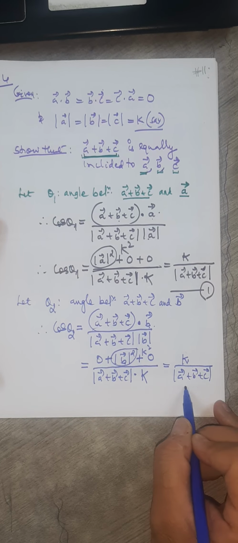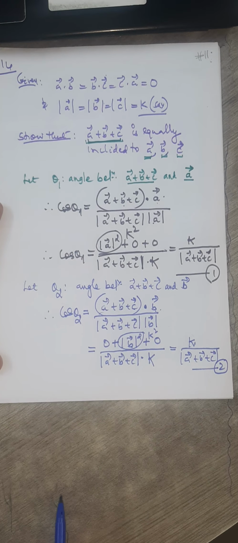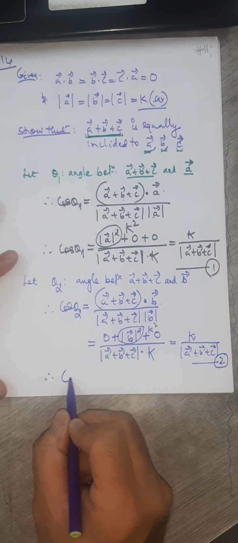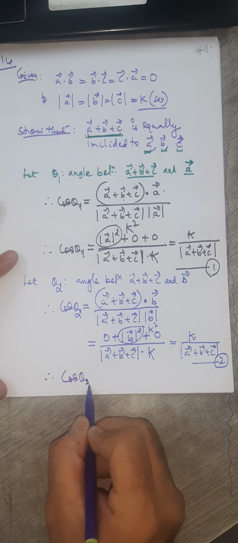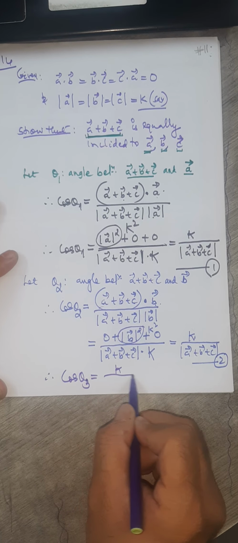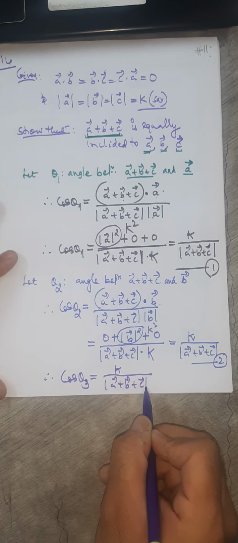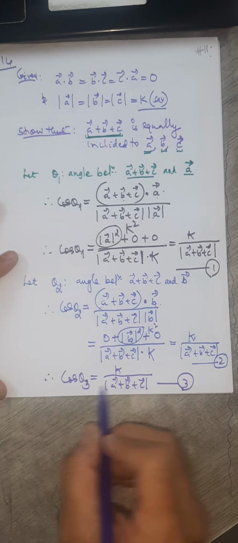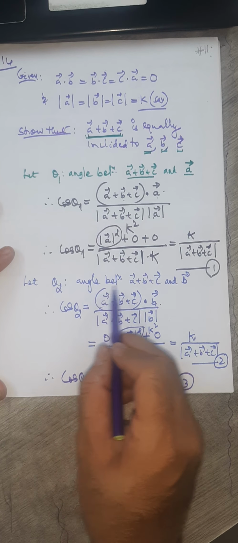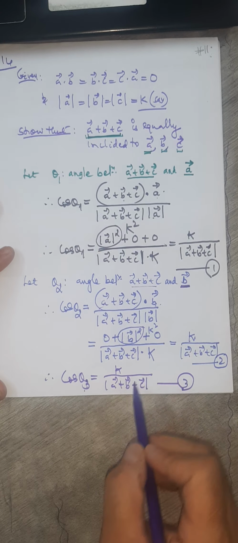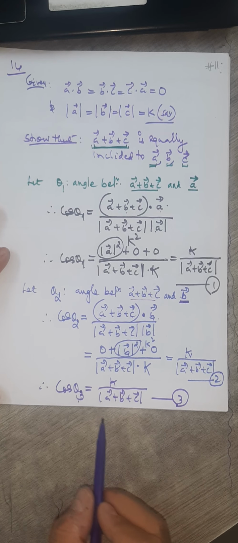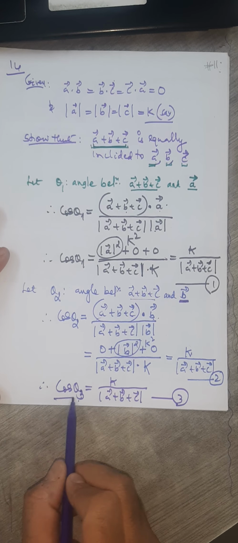Call this as 2. And same way you can show that cos theta 3, I'll just directly write here, equals K upon magnitude of this vector. Same way you can just do it. Call this as 3. You write theta 3 as the angle between this and vector C. That you need to write, remember. Okay, and therefore cos theta 3 is this.